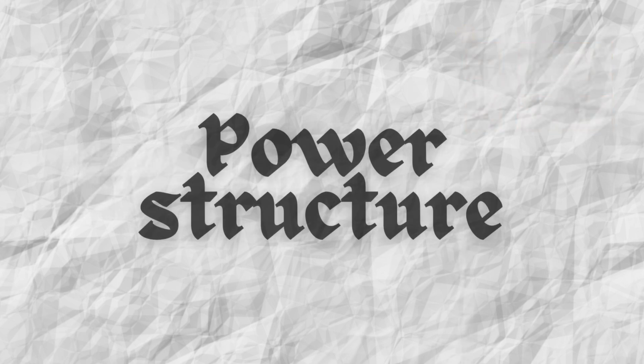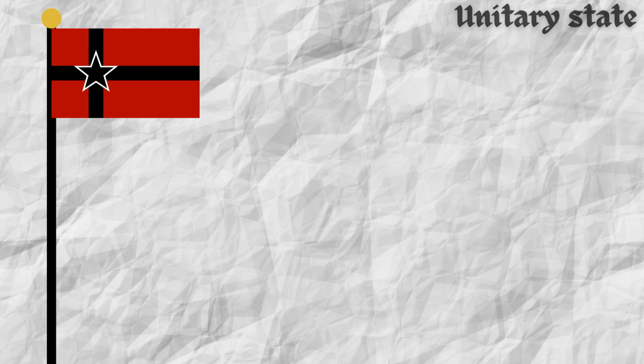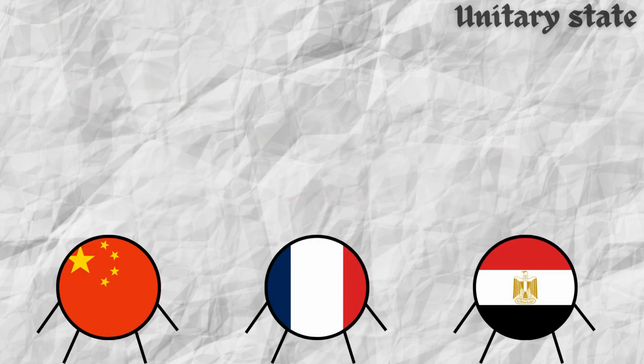First, let's figure out what the power structure in your nation will look like. The most common type of power structure in the world today is a unitary state. This is where the central government ultimately holds the power, and there are smaller administrative regions that get to make smaller decisions that are delegated to them by the central government. These are places like China, France, or Egypt.